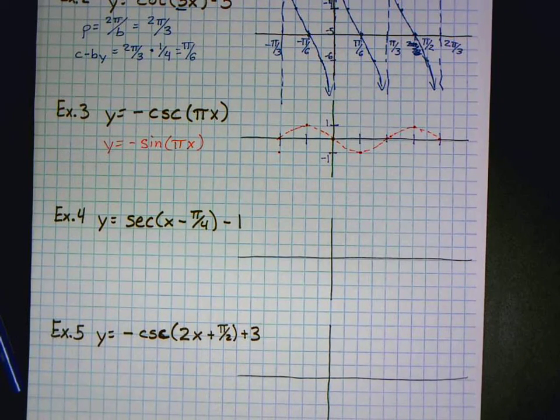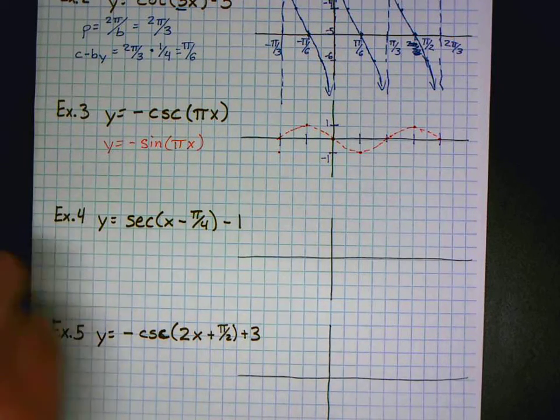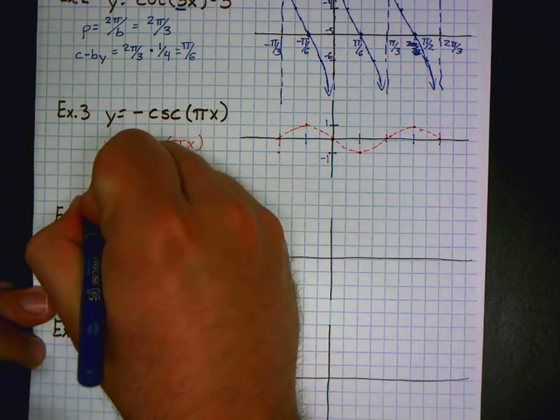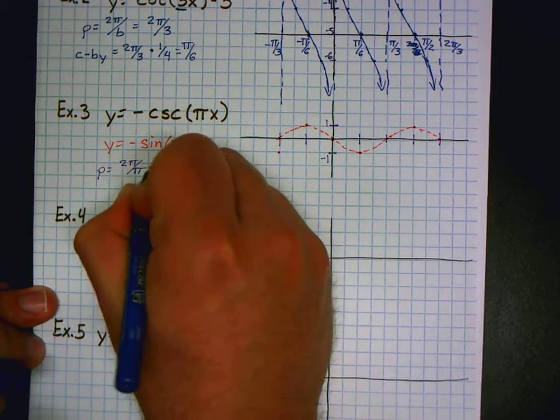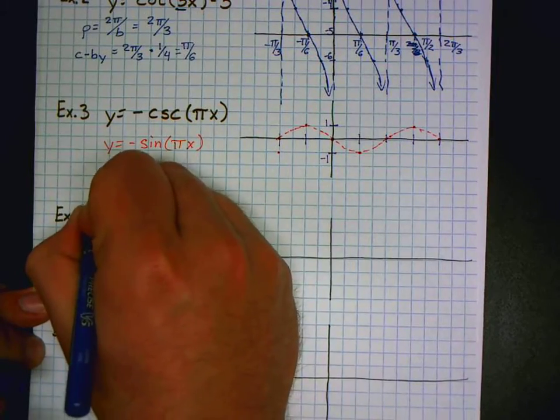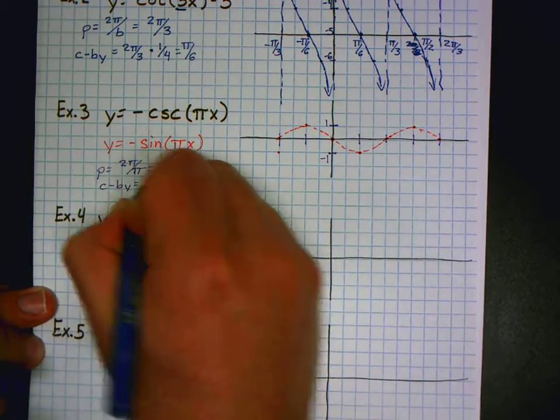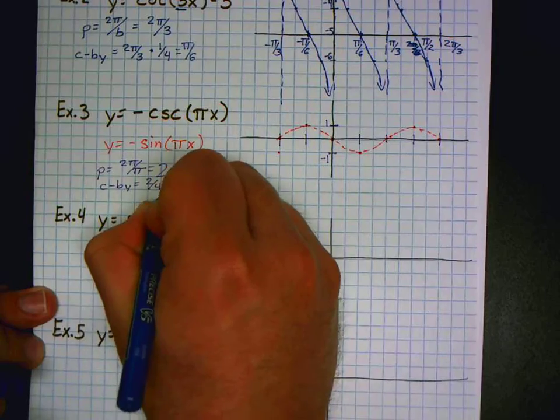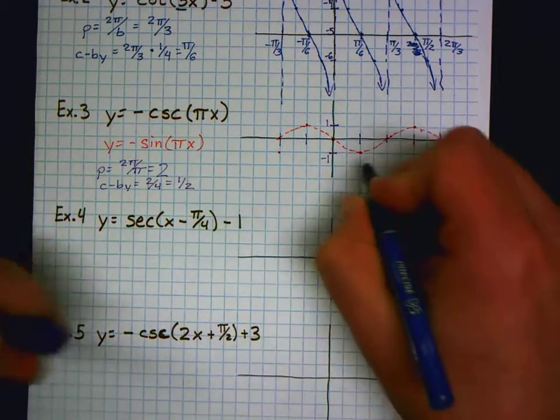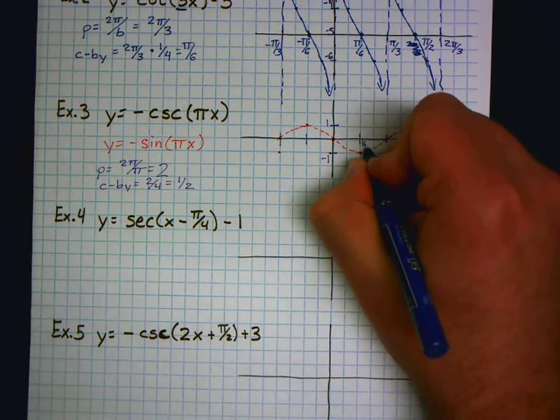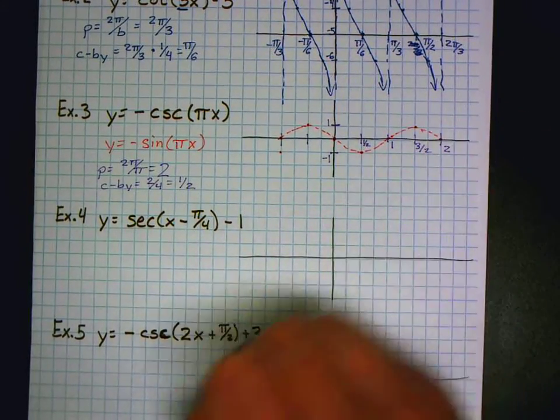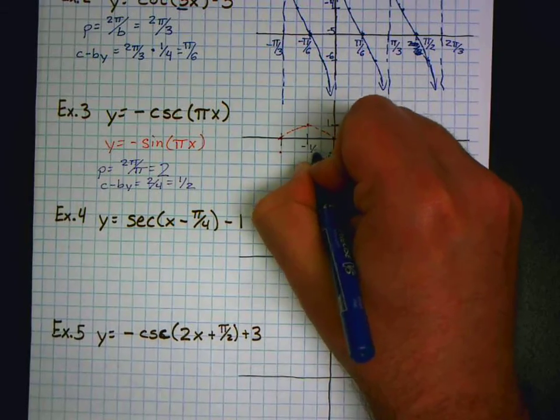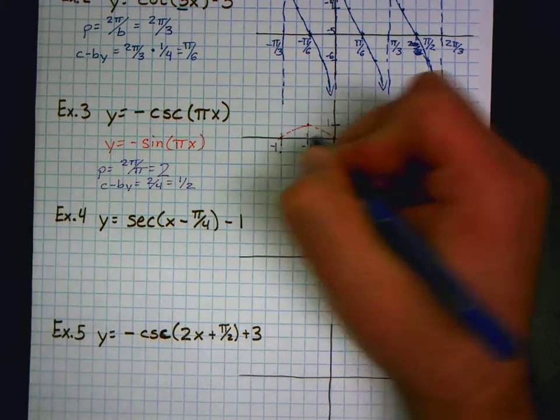Okay, so I have that. I can do the period now. So the period is 2 pi divided by pi, which is 2, which means I count by 2 divided by 4, which is 1/2. So that means my marks are 1/2, 1, 3/2, 2. Negative 1/2, negative 1.